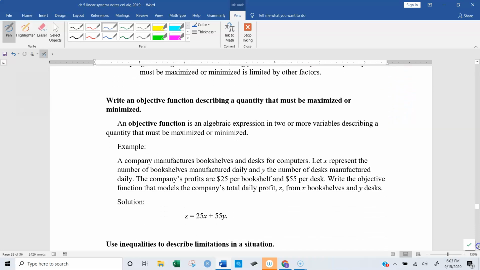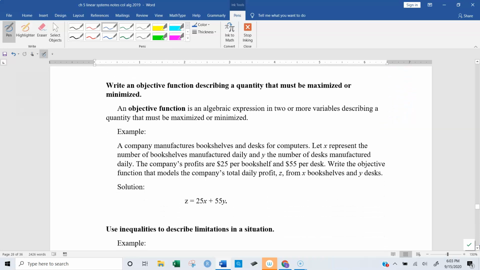All right, so let's just start with writing some of these objective sentences. An algebraic expression, two or more variables, maximize or minimize. So here, a company manufactures bookshelves and desks for the computer. So I know I have bookshelves and I have desks. Let X represent the bookshelves. This is important because this helps us graph, so we all do it the same. And Y is for our desks. Technically, you could do it either way. It wouldn't matter. The company profits are $25 for the bookshelf, so I make $25 on this guy and $55 on the desk.